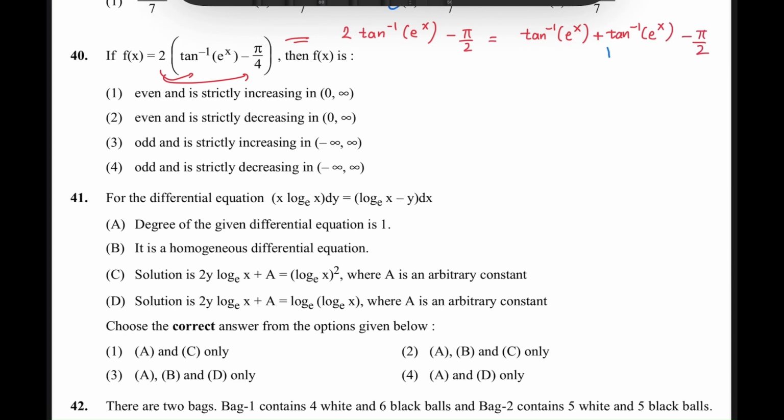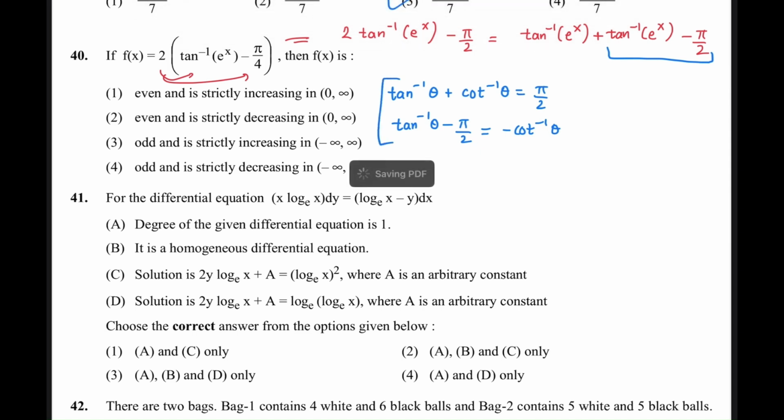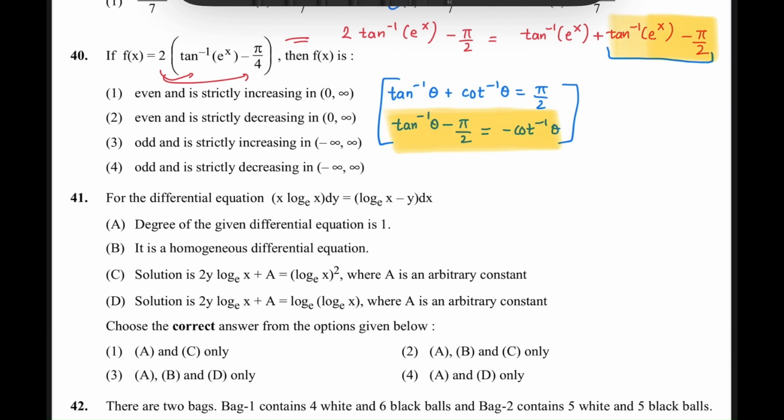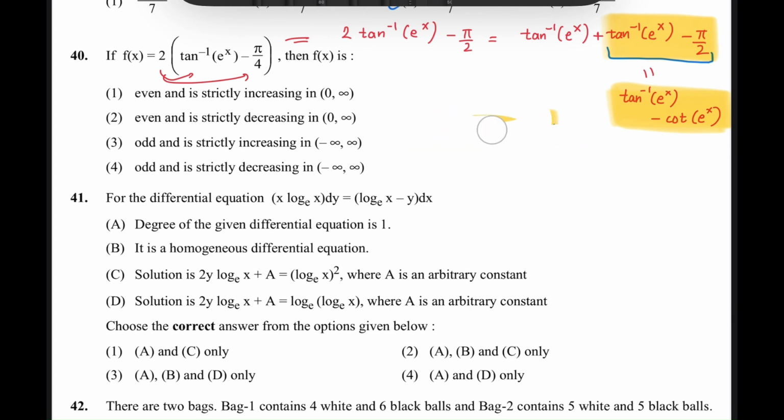So I know that 90 minus tan inverse is cot inverse, right? So I know tan inverse theta plus cot inverse theta equals pi by 2, right? So what about tan inverse of theta minus pi by 2? That will give you minus cot inverse theta, okay? So we know this fact. So using this fact in our function f of x, what is tan inverse of e to the power x minus 90? This will be tan inverse of e to the x plus minus cot inverse of e to the x, right? So this is our function: tan inverse of e to the x minus cot inverse of e to the x. Okay, next he's asking you about how this function behaves.